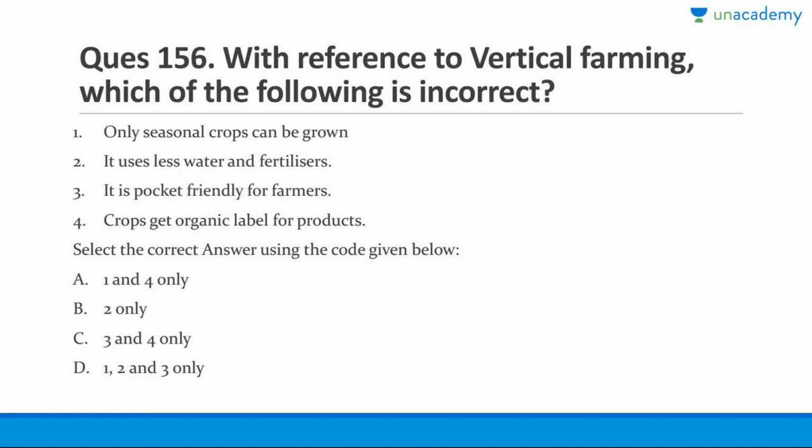Question 156. With reference to vertical farming, which of the following is incorrect? Only seasonal crops can be grown. Correct. It uses less water and fertilizers. No. Vertical farms, this is wrong for that. So answer is B, that is 2 only.